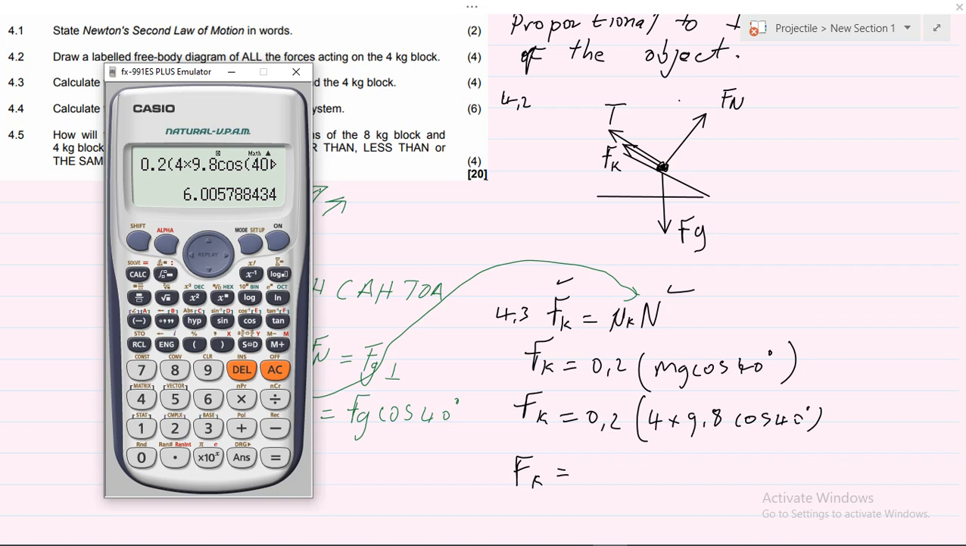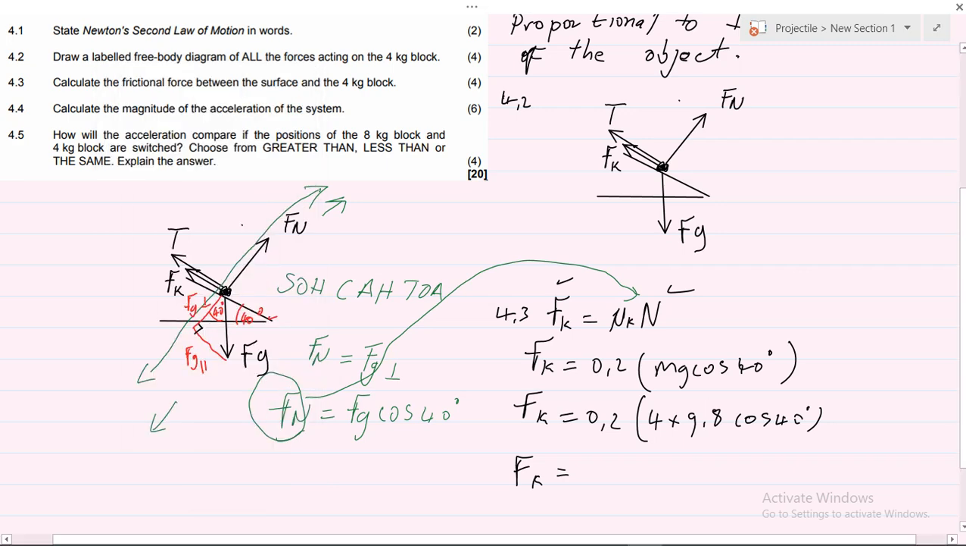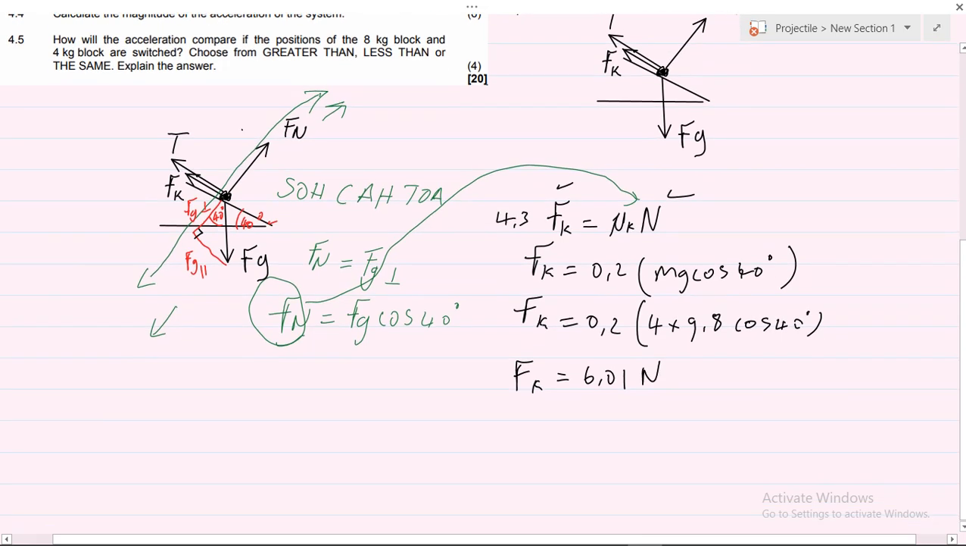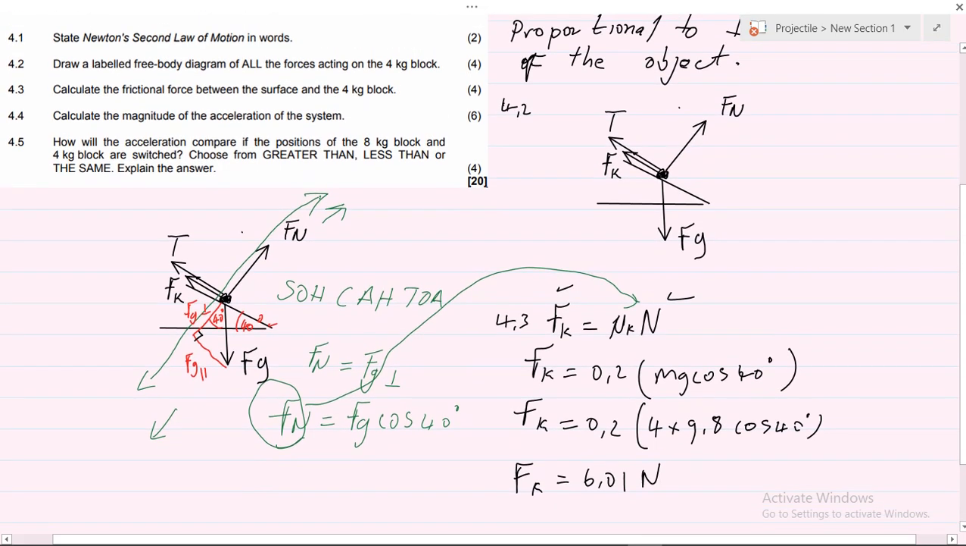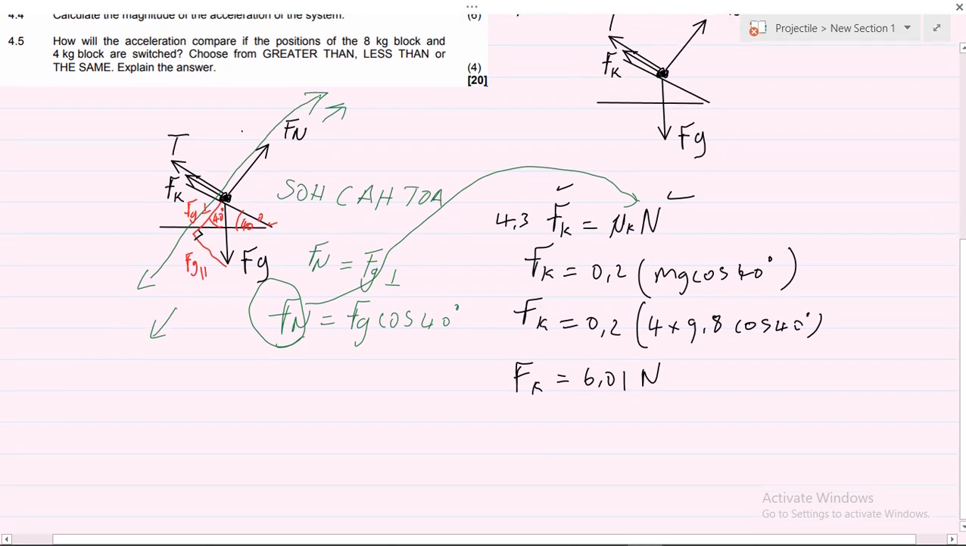6.01. Yes, 6.01 newtons. Okay, now let's quickly go to question 4.4.